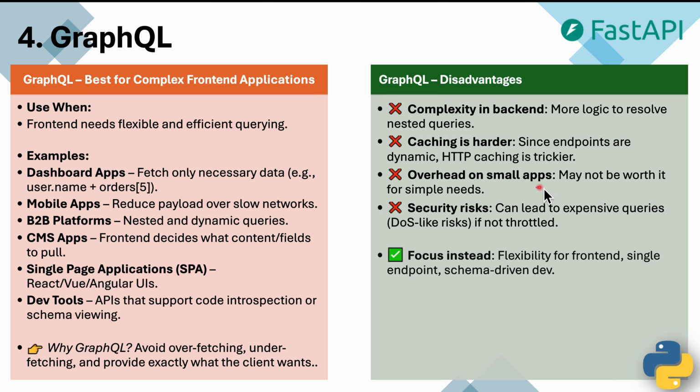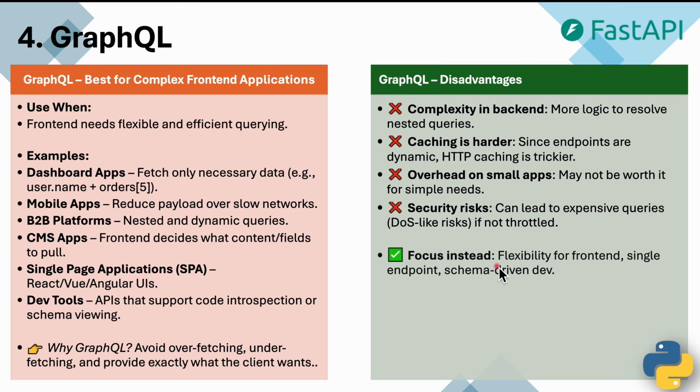Overhead on small apps: it may not be worth it for simple applications. So don't go for a GraphQL API if you have a very simple application. This kind of overhead is not worth it for small applications. Security risks: it can lead to complex queries and DDoS-like risks if not throttled properly.